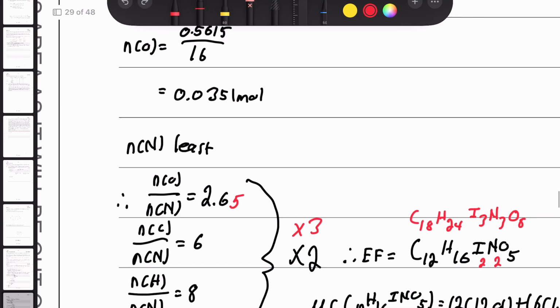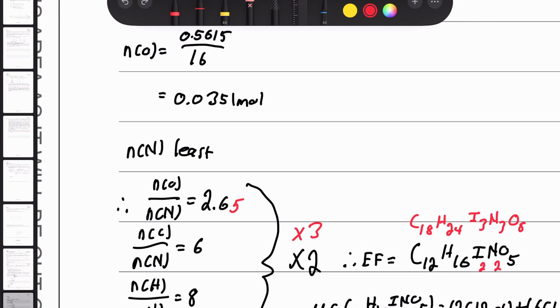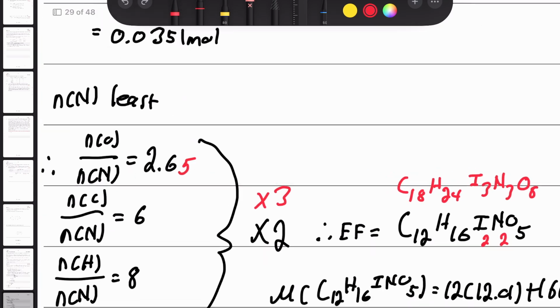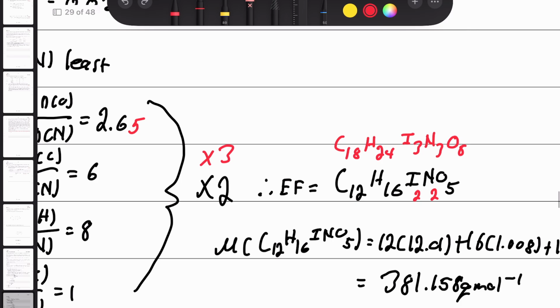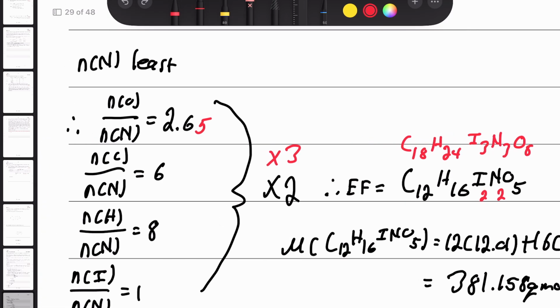Because then my moles of oxygen will be 2.65 instead of 2.6. Because what they wanted was for you to multiply by 3 instead of by 2. And if you multiply this by 2, you get 5.2, which is 0.2 away from the furthest. And if you multiply by 3, you're going to get 7.8, which is also 0.2 away from it.